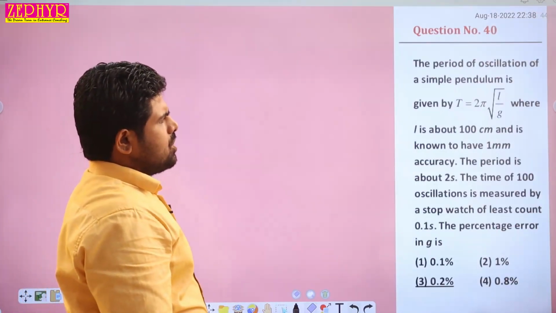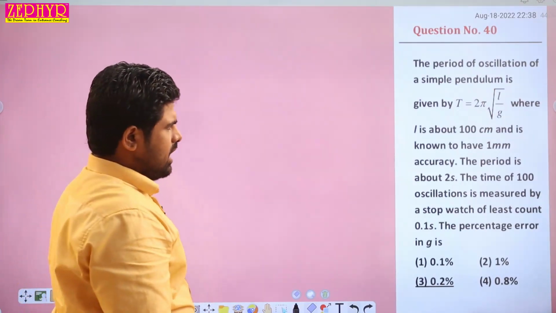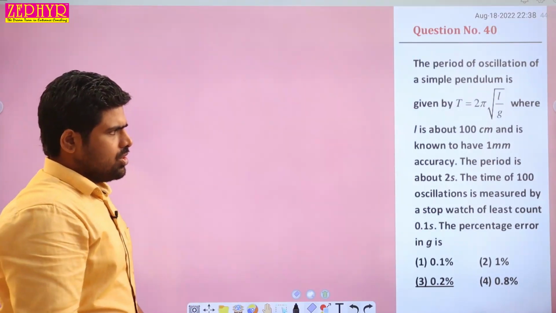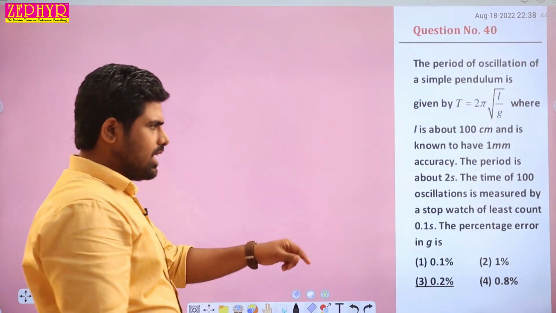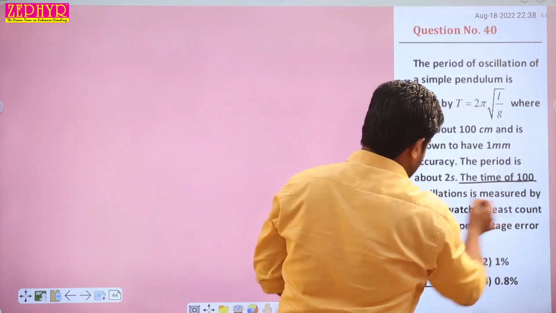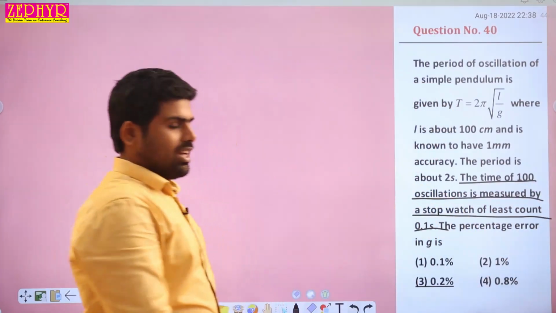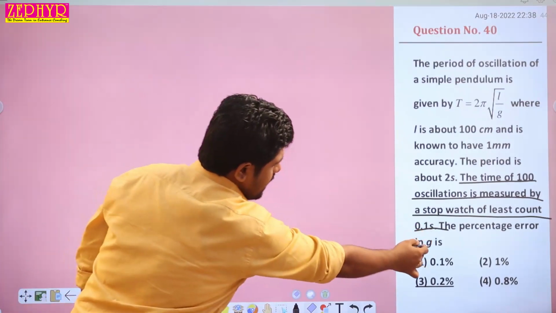The period of oscillation of a simple pendulum is given by T is equal to 2 pi root of L by g, where L is about 100 centimeter and is known to have 1 mm accuracy. The period is about 2 seconds. The time of 100 oscillations is measured by a stopwatch of least count 0.1 second. Here, find the percentage error in g.